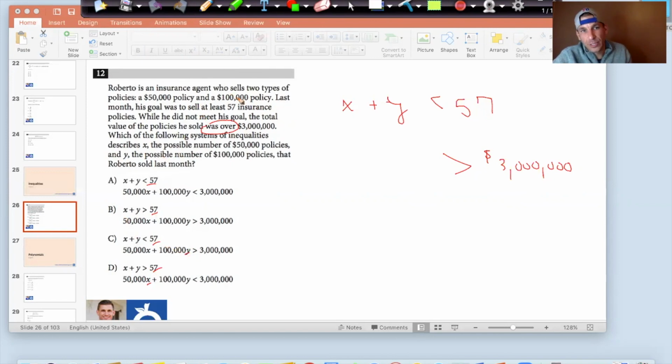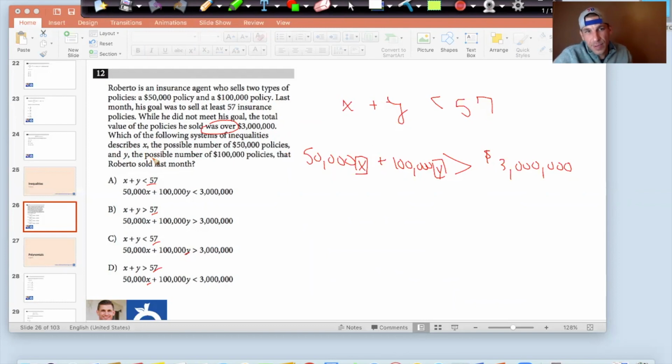Just label it accordingly for what you have. So the 50,000 policy is representative of the X. So it's going to be 50,000 X, right? Because this is referring to the number of 50,000 policies. Just make sure that they're labeled together. And it's going to be 100,000 Y, okay? So this is what the answer should look like as I'm interpreting this problem.